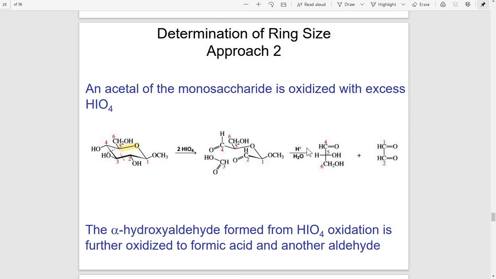After that, when we add H+ and H2O, we get a 3-carbon open chain compound and this derivative, which is a side product. See here, the alpha hydroxyaldehyde formed from HIO4 oxidation is further oxidized to formic acid and another aldehyde. Okay, here we get one acid, which is formic acid.